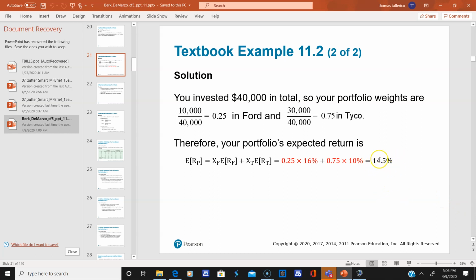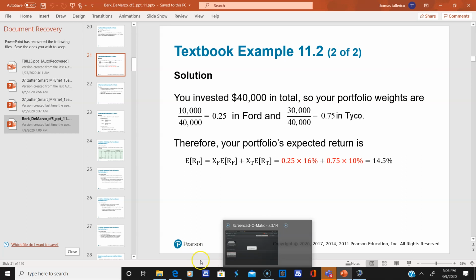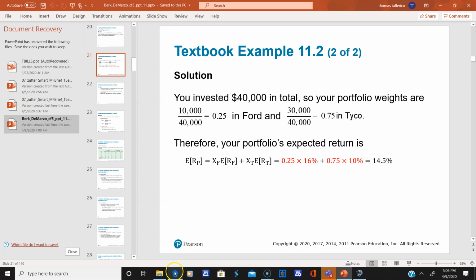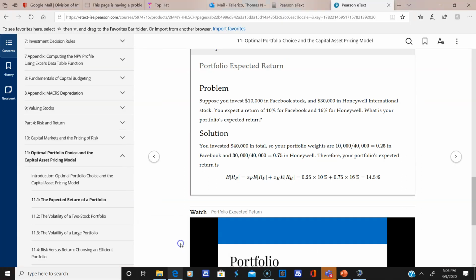I'm going to take you to the textbook now and show you. In the textbook, they changed the names of the companies, so don't be surprised when you see different names, but the numbers are all the same. Okay? The numbers are all the same. So let me go into the textbook.